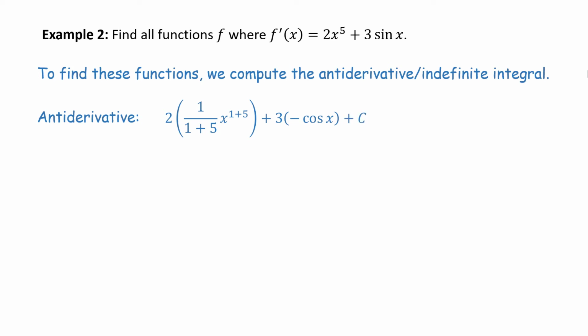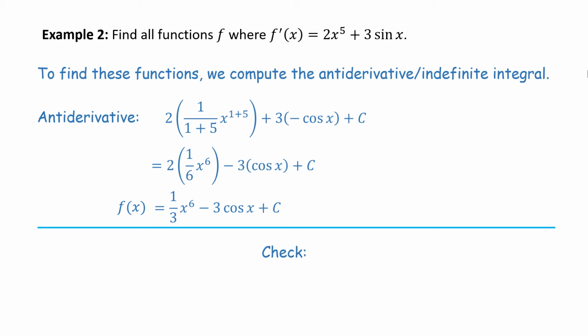Let's proceed with the arithmetic. So we'll have 2 times 1/6 x to the 6th. We'll move the negative from inside the parentheses to the left of 3, so we'll have minus 3 cosine x plus c. One final step of arithmetic left. 2 times 1/6 would give us 1/3 x to the 6th minus 3 cosine x plus c. That's our function, f of x equals.